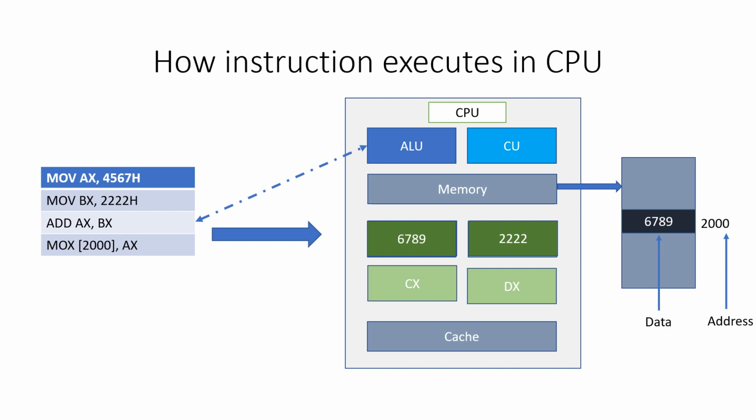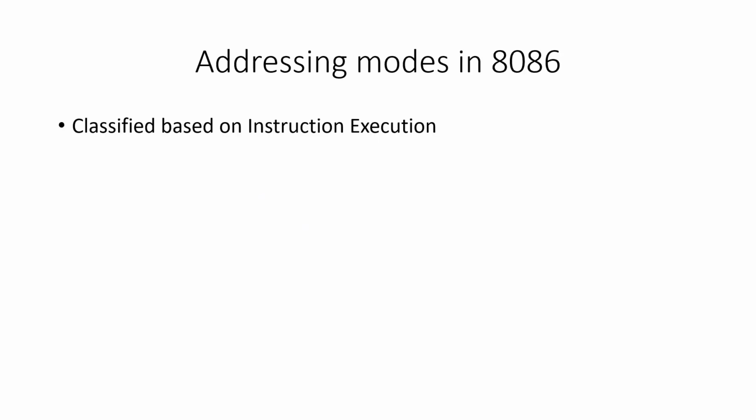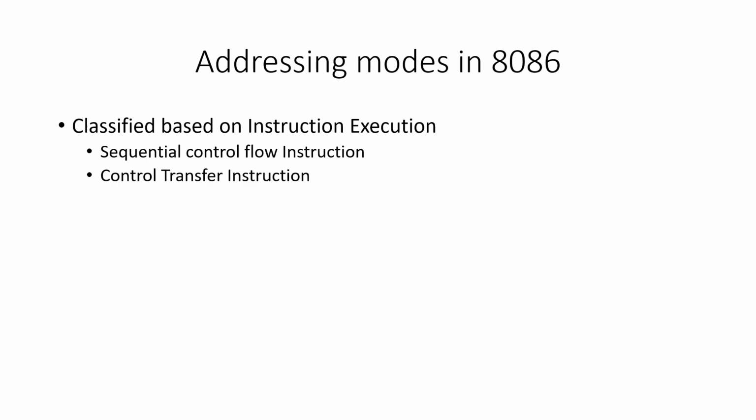Based on this process, there are several ways of addressing, which we call addressing modes in 8086. These can be broadly classified into sequential control flow instructions and control transfer instructions. The first one, sequential control flow instructions, is all about the control of instructions moving one line at a time. It jumps to the next instruction immediately without validating any kind of controls.